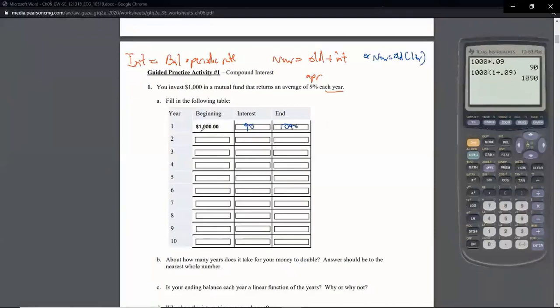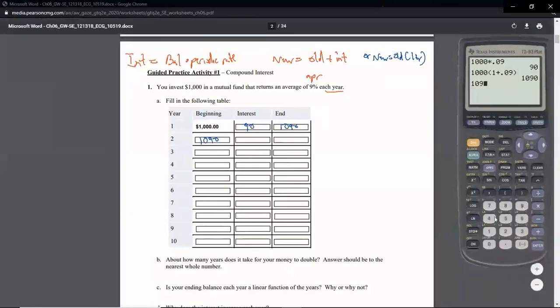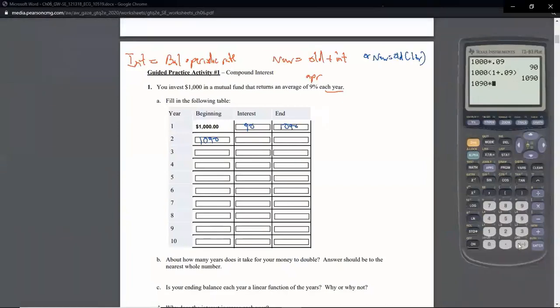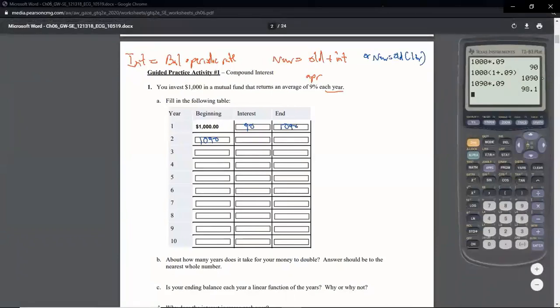All right, so now the new beginning balance is 1,090. The new old is the old new. Then to calculate the interest, we're going to take that 1,090 and we're going to multiply it by 0.09. And we get $98.10.